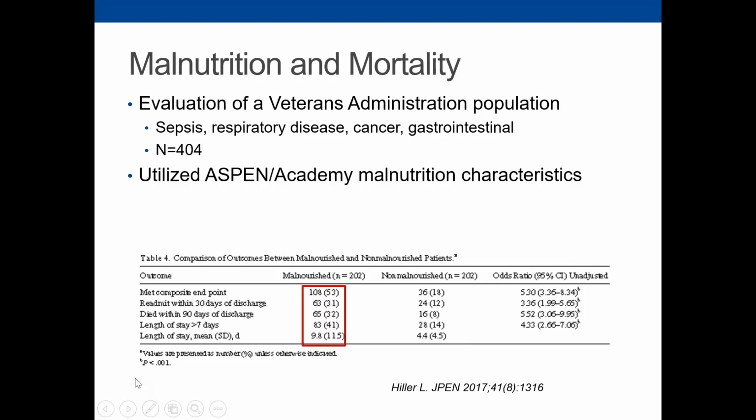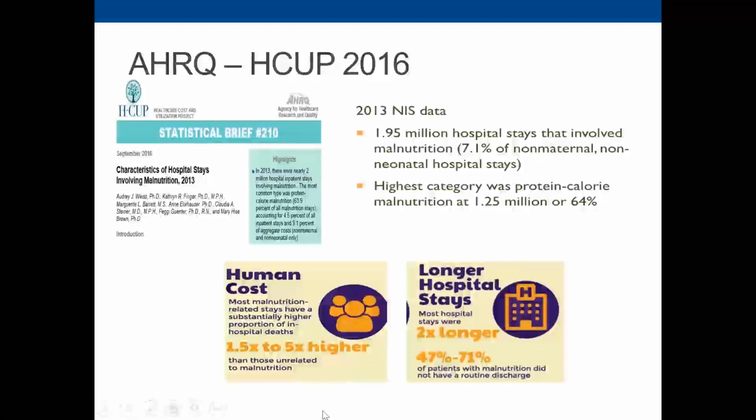This was a study done in the Veterans Administration population, and this was one of the first that looked at individuals diagnosed to be malnourished using the Academy Aspen consensus characteristics. And these were the different outcomes that they evaluated in those patients that they studied. And as you can see, these are the odds ratios here. So those individuals who were malnourished were over three times more likely to be readmitted within 30 days. They were more than 5 times likely to die within 90 days of discharge. So again, just pointing out that negative outcomes certainly are more prevalent in those who are malnourished.